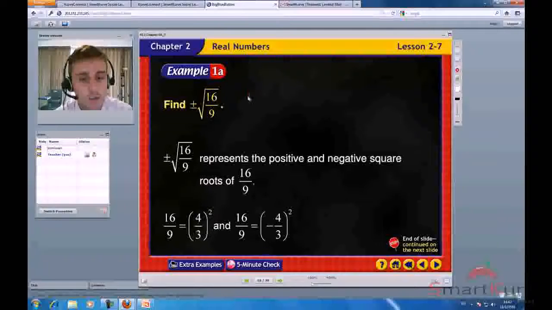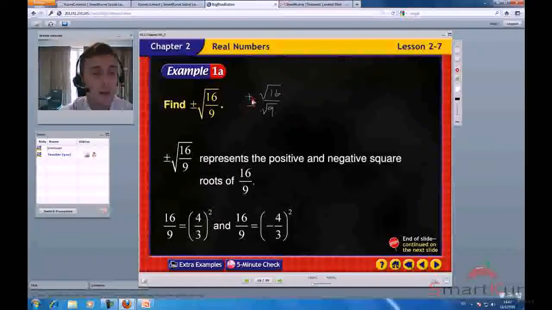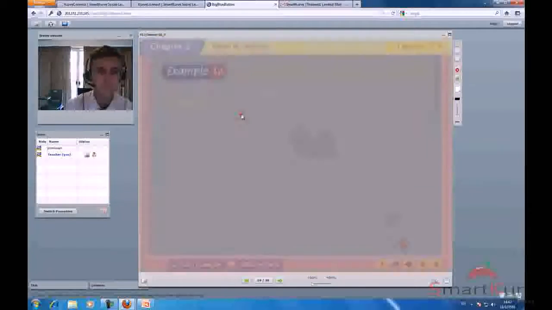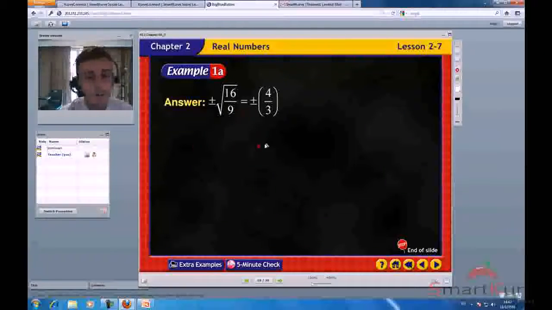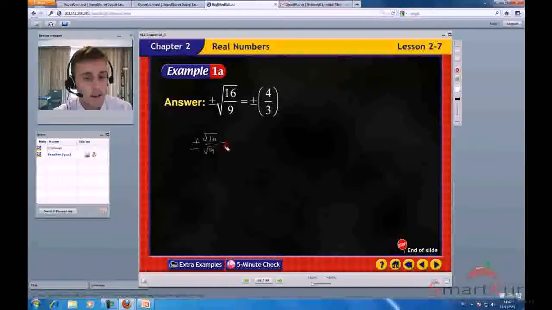Another way to look at this would be plus or minus root 16/9. That's how we can also do this. Whenever you have this, the square root applies to both. So 16 over 9 equals 4 over 3 squared, and negative 4 over 3 squared, because we have both positive and negative. So the answer would be plus or minus 4 over 3. Positive negative root of 16 over 9 equals plus or minus 4 over 3.